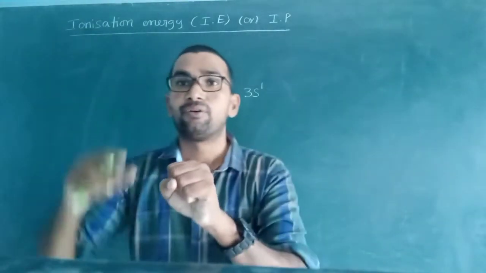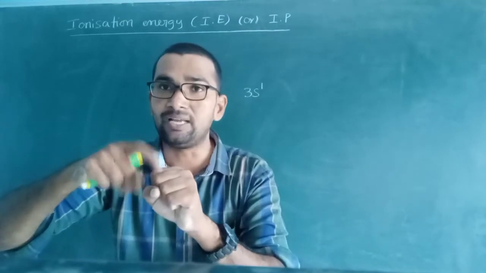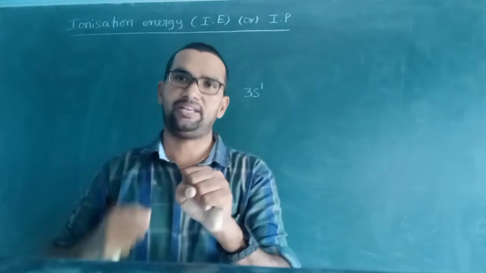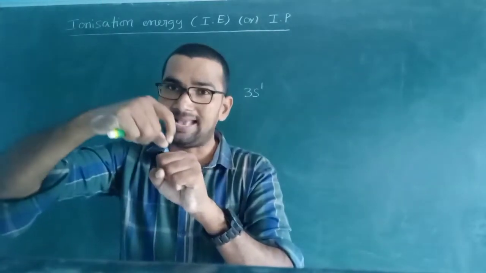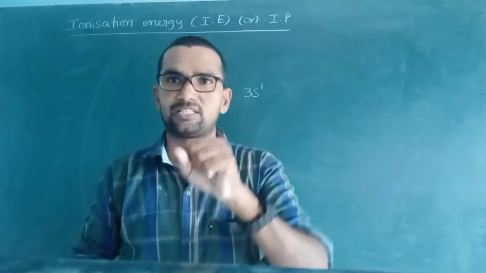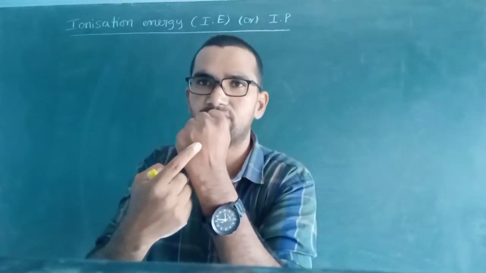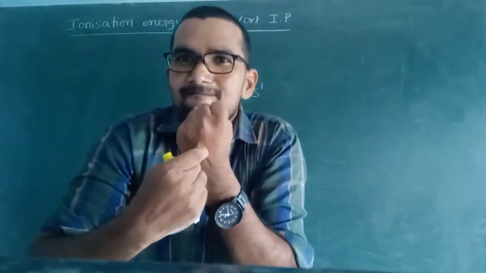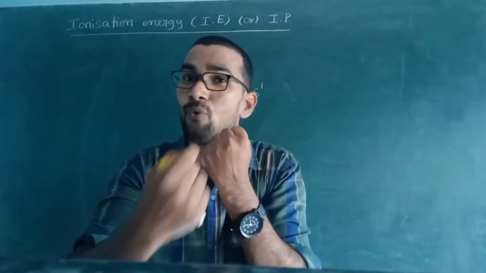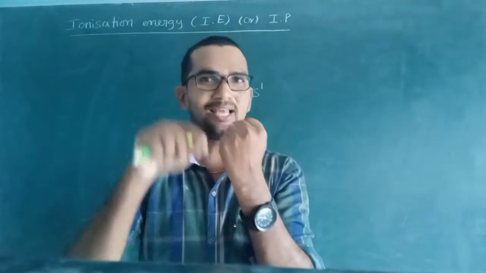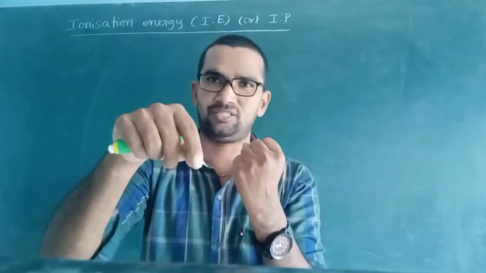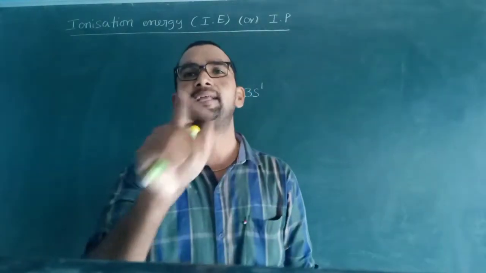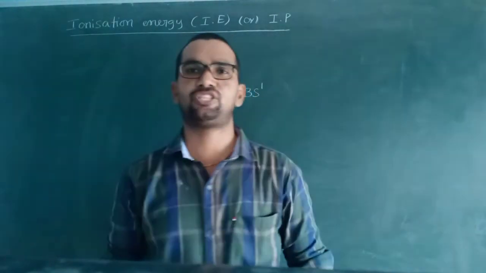Okay, so for removing this electron, some amount of energy is required. Without applying the energy, we cannot remove it. For example, see this skin. For removing this skin, you must apply some energy. So we want some energy. Similarly, for removing the electrons, we want some energy. That energy is called ionization energy. Now write the definition, all of you.